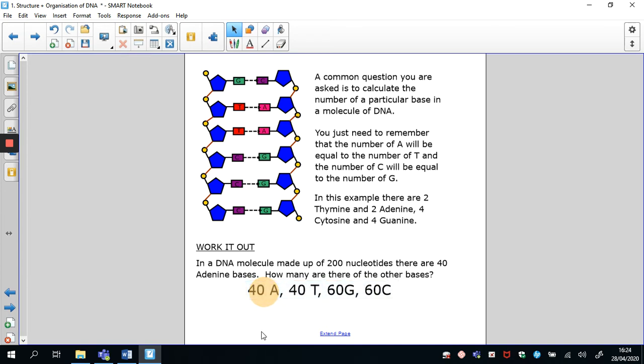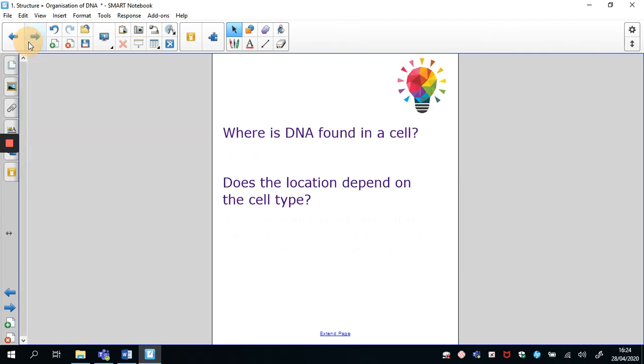So if there's 40 adenine, there must be 40 thymine because they've got to be the same. Now that adds up to 80, which, if you've got 200 nucleotides in total, means there's 120 left, and they've got to be split evenly between the G's and the C's. So bear that in mind when we come to try some questions on this topic.